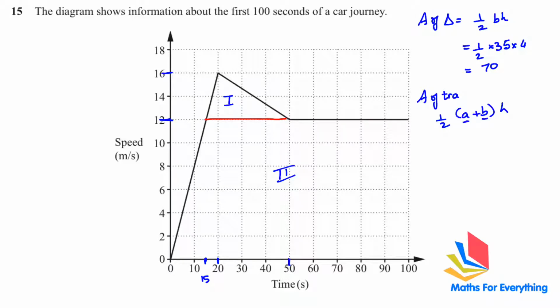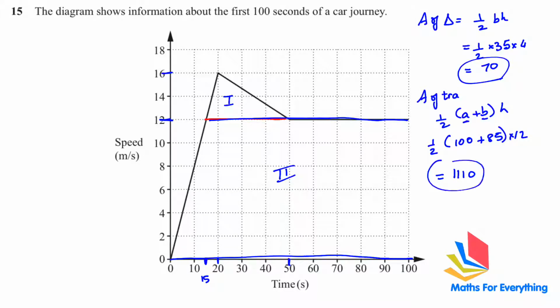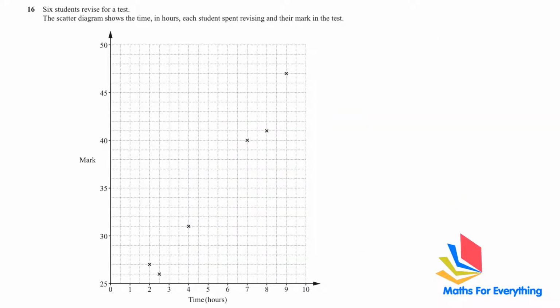To find the area of trapezium, we use the formula half (a plus b) h. A and B are your parallel sides. So this is A and B. A is 100 and B is 100 minus 15, that is 85, and height is 12. This will give us 1110, and then you add both the areas together, and that is your answer, 1180.